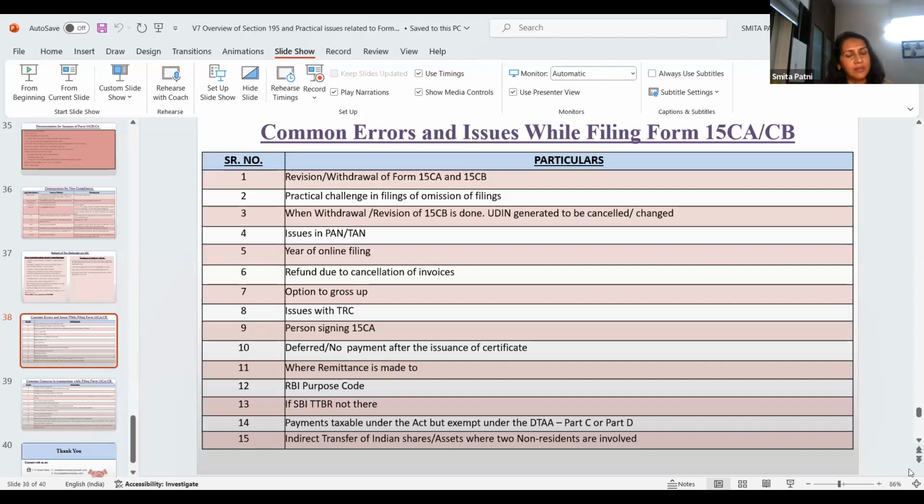Now, how do we file 15CA/CB? Generally, these non-residents have a TAN login because they have to deduct TDS. If they have a TAN login, we can file through the TAN login and 15CA can be generated. If they do not have a TAN login, then we are supposed to request them to take a TAN, and from there we can file 15CA. But it is mandatory to file 15CA.